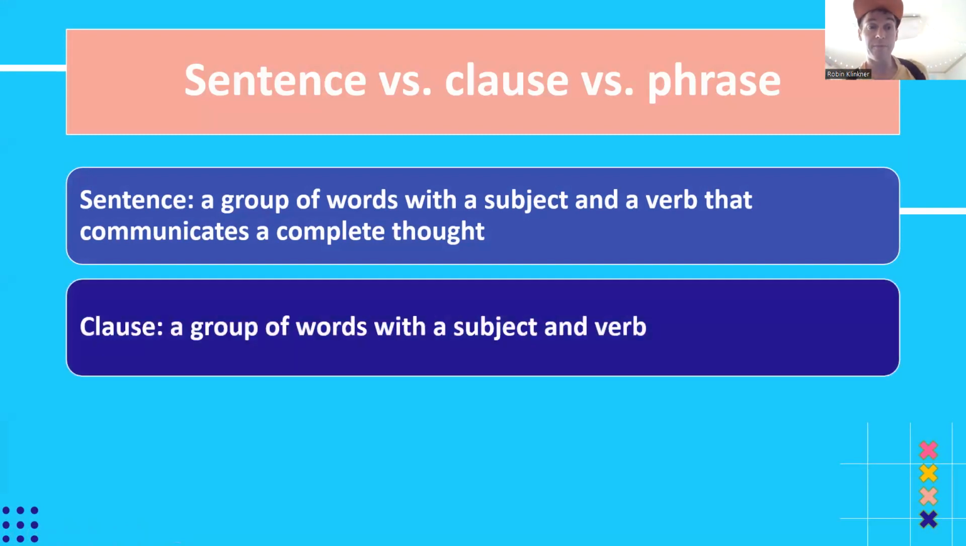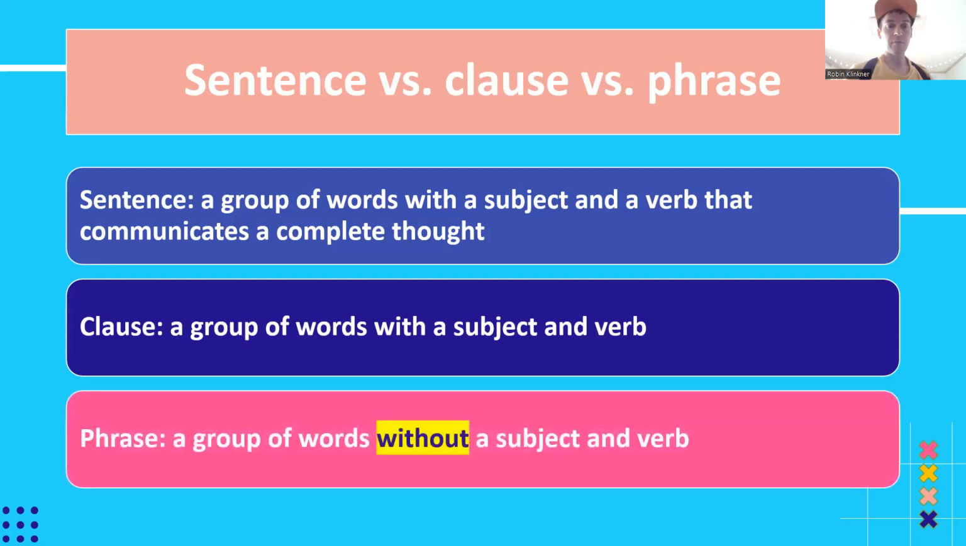Okay, what is a clause? A clause is a group of words with a subject and a verb. A subject is a person or thing that does something, and a verb is the action that the subject takes. Now, a phrase, on the other hand, is a group of words without a subject and a verb. So a sentence and a clause, they both have a subject and a verb. A phrase does not have a subject and a verb.